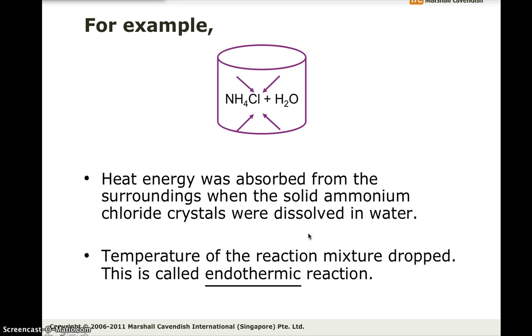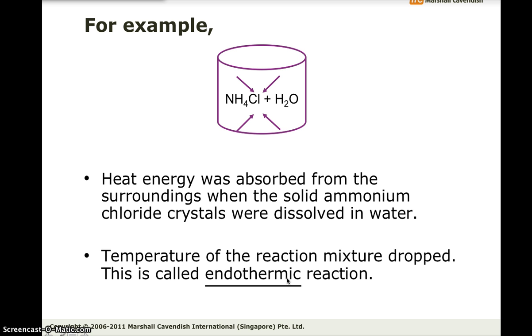So for example, when solid ammonium chloride crystals dissolve in water, this is actually a physical process, but this process requires heat energy to be taken in from the surrounding. So based on this observation, heat energy was absorbed from the surrounding. We know that this is actually an endothermic reaction. The temperature of the reaction mixture drops. So this is called an endothermic reaction.